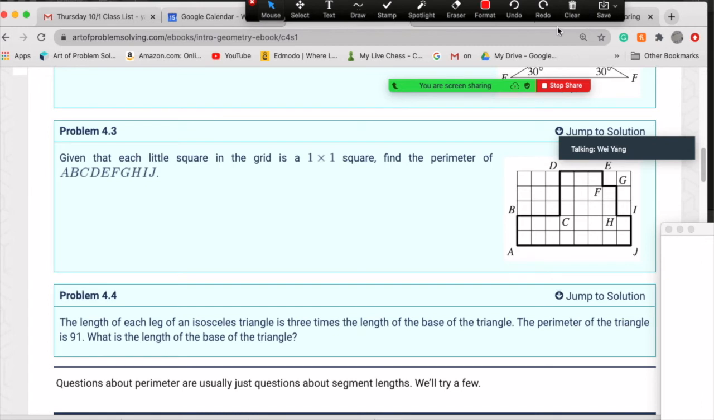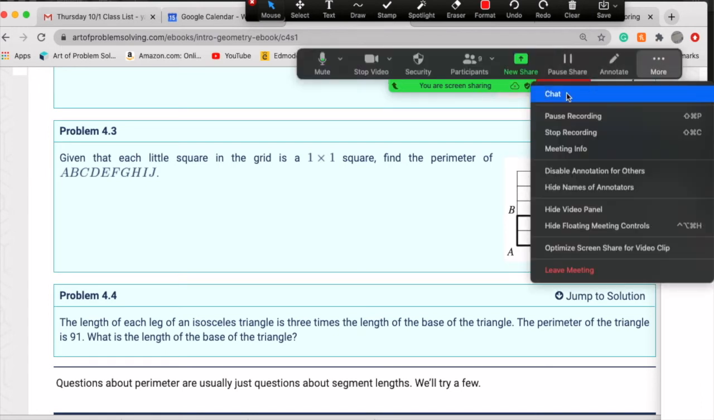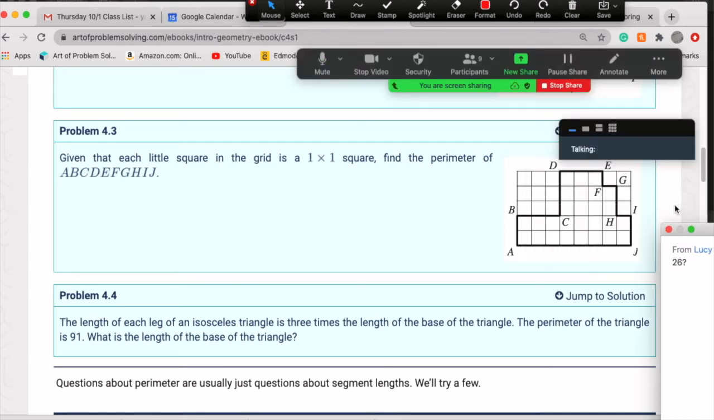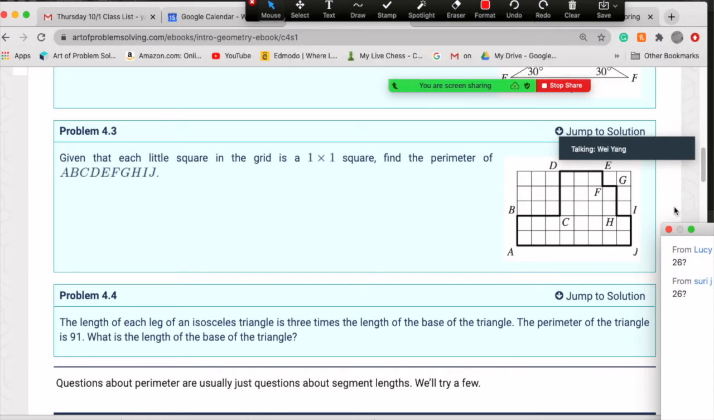Now let me check, see who can get this one right. Yeah, Lucy, you're right. Who else? Yeah, Suri, you're right. This one, you have a shortcut. You know the Matt double check answer. Richard, you're right. No, Matt, you need to check. Jenny, you're right.